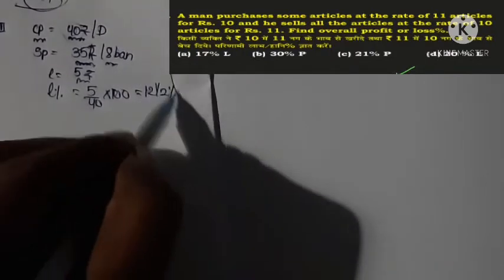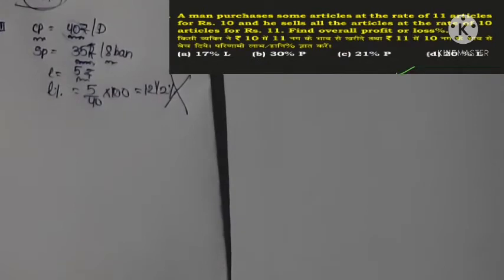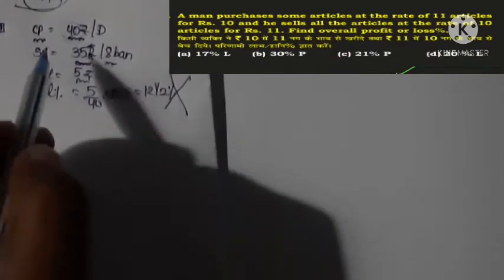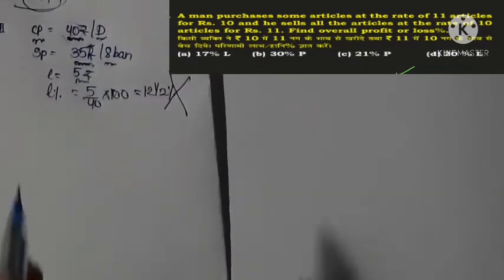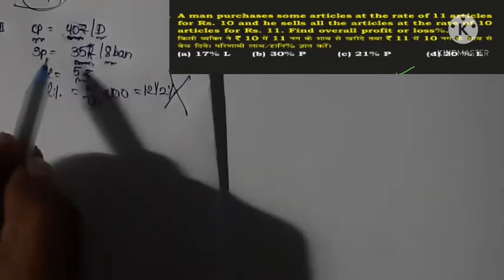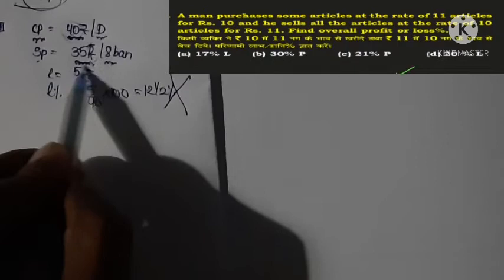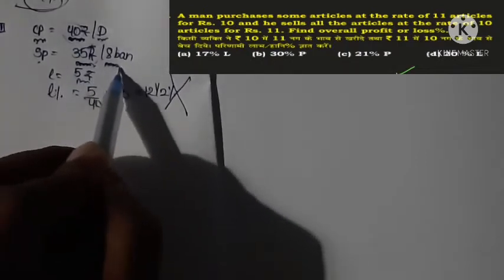So this is the wrong answer. The cost price of 40 rupees is per dozen. Here the selling price is 35 rupees for 8 bananas.